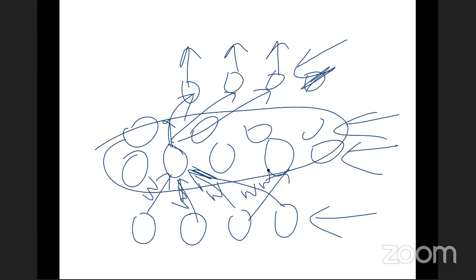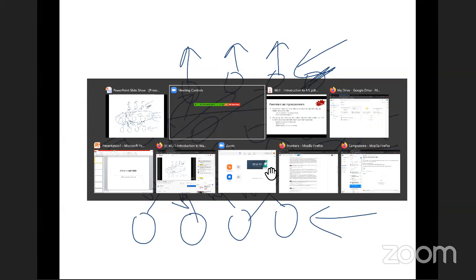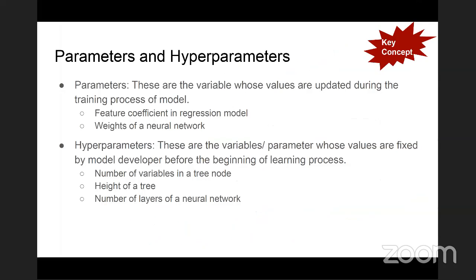So these weights are the parameters. The number of neurons, which does not change during optimization, is the hyperparameter. Is that clear to everyone? This is a very important concept.